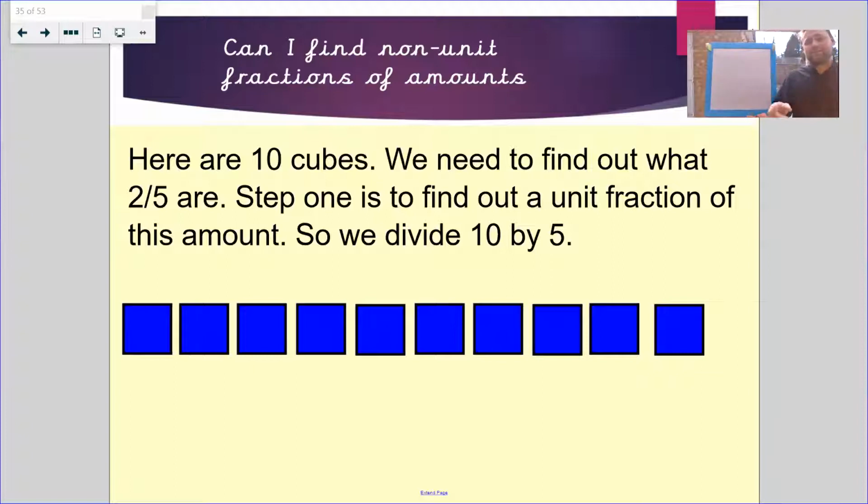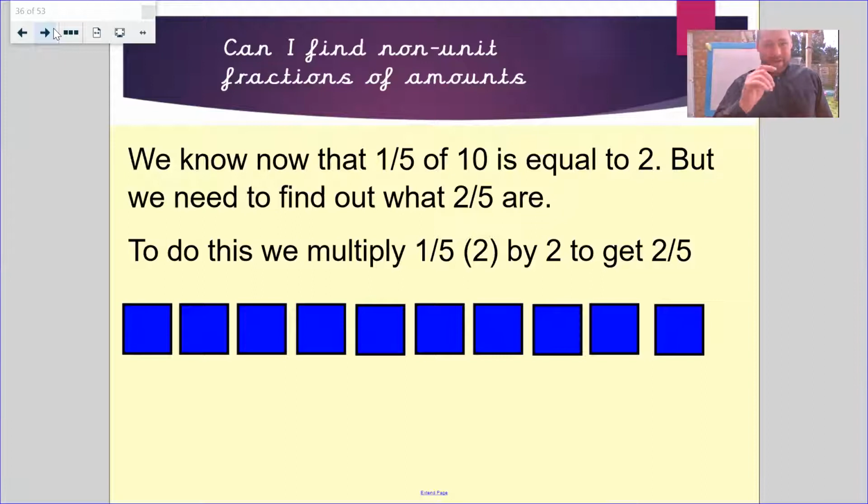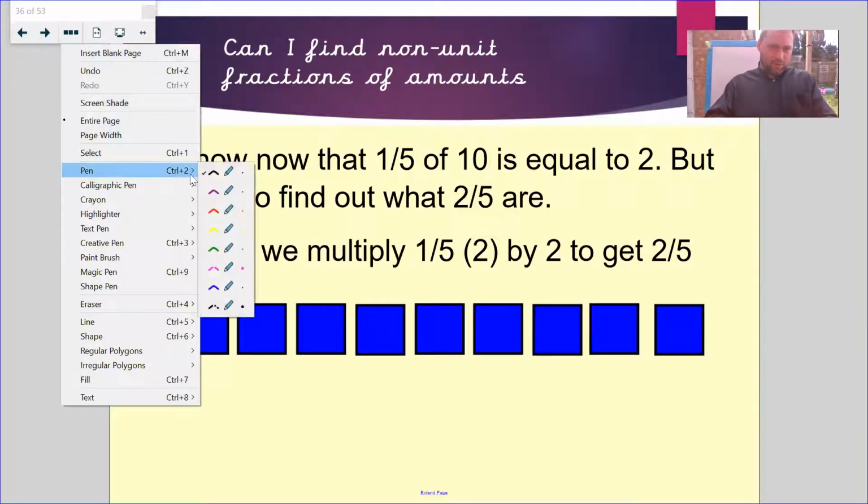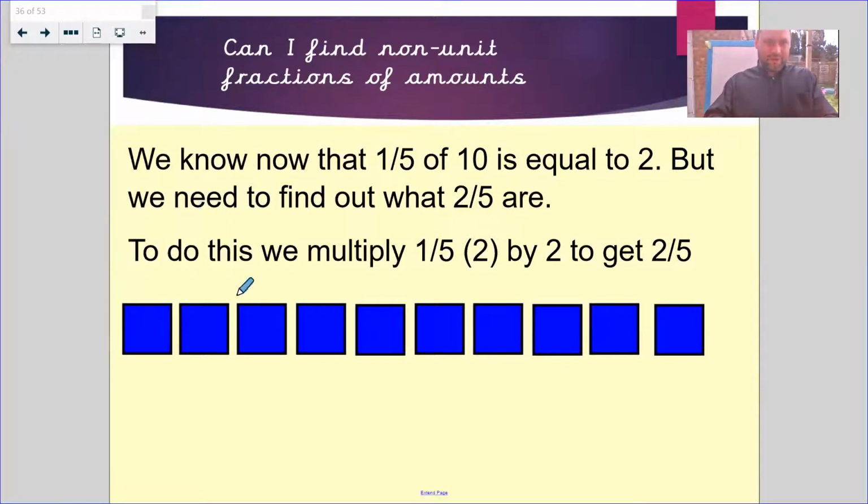So remember, to find a unit amount, we divide it by the denominator only. Only divided by the denominator. So we've got 2/5 here, so we know our denominator is 5. So let's find out what a unit fraction is by dividing our whole number by the denominator. So we're going to divide it by 5. Now we know that 1/5 of 10 is equal to 2, because when we divide this number by 5, we are going to divide it into 5 groups.